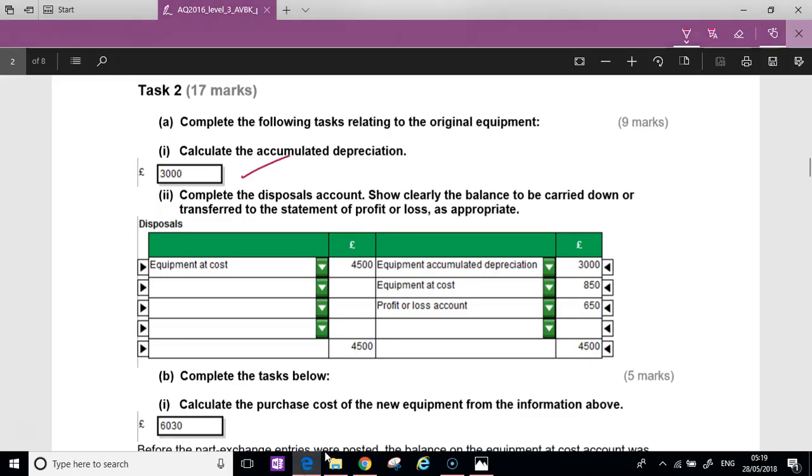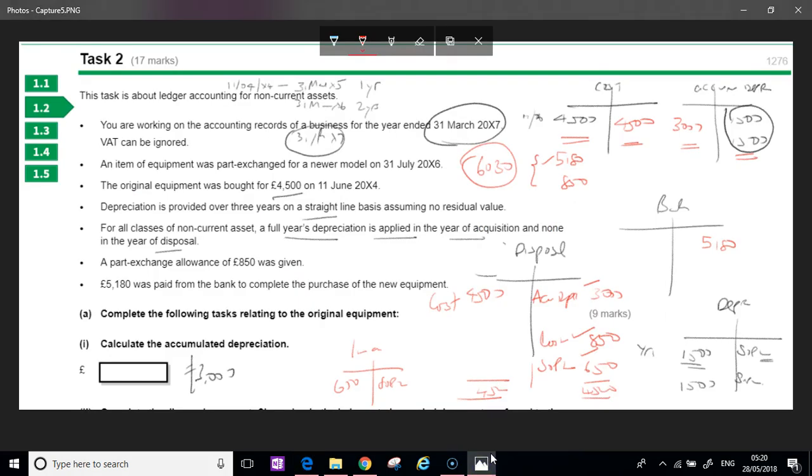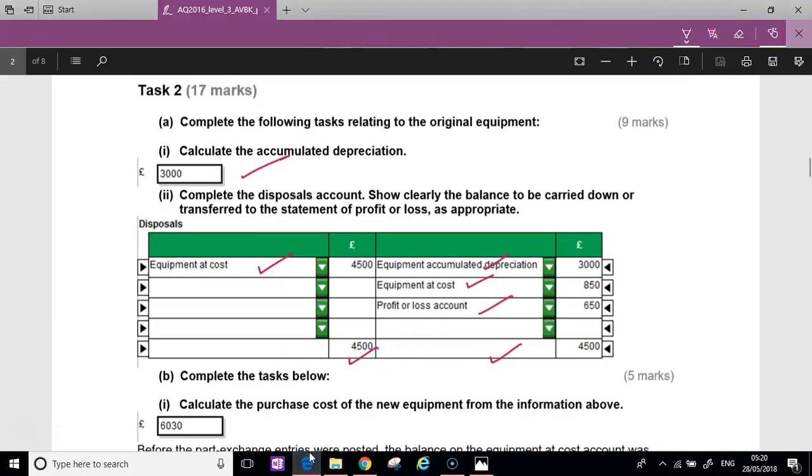So you can see here, that's the accumulated depreciation. That's the equipment at cost, that's the equipment accumulated depreciation, that's the equipment cost, that's the profit and loss, and you have those two figures there. It says here, calculate the purchase cost of the new equipment. You can see that was what I did. That was the 6,030 that I got from adding these two figures together, right? That's how we arrive at that figure. So that's that. Okay, I'll stop the video there, and I'll do the next question in the next video.